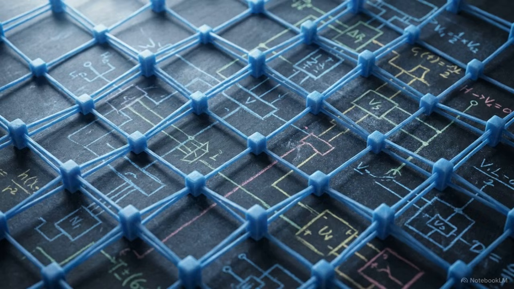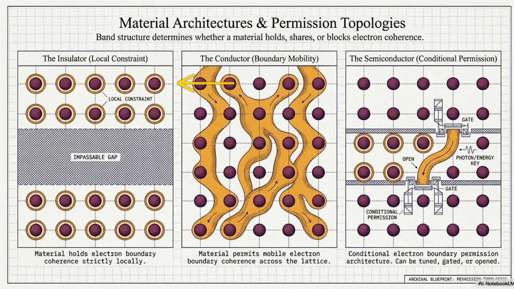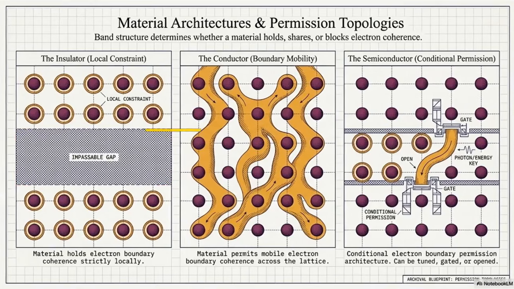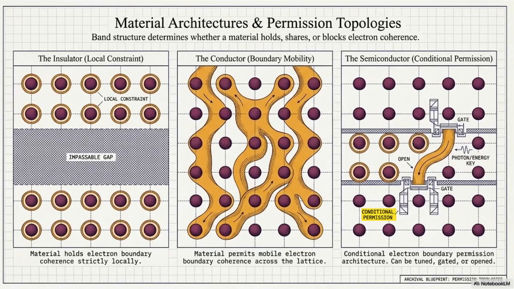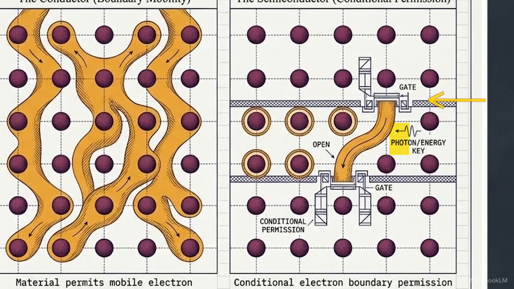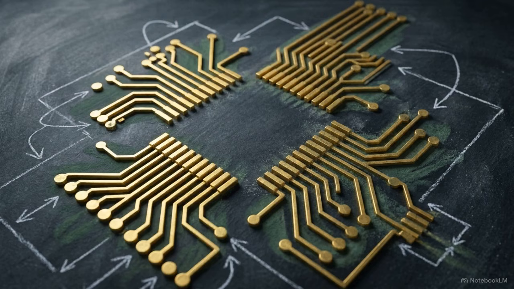At the macroscopic scale, millions of interacting boundaries determine how a material interacts with energy. Insulators, on the left, are material structures that strictly hold local constraint. The architecture of the lattice forbids the flow of coherence between individual sites. Conductors permit boundary mobility across the entire lattice, allowing coherence to flow freely. On the right, the semiconductor acts as a conditional permission topology. The flow of coherence through this architecture can be tuned or gated by specific external inputs of light or energy. Macroscopic material behavior, from electricity to chemistry, is a direct expression of these electron boundary permissions.